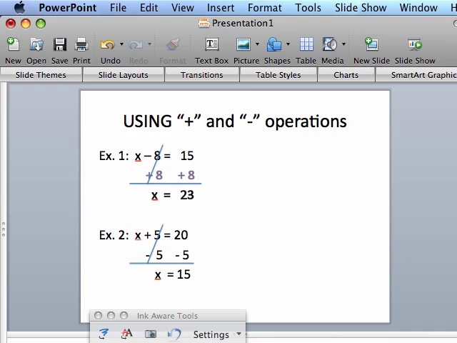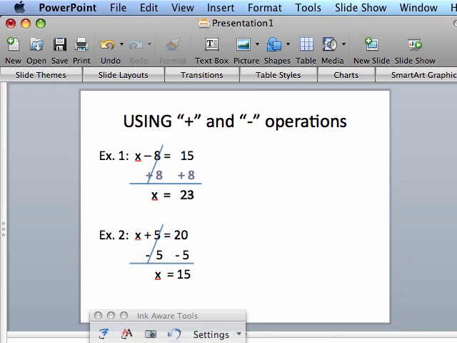Next example, we have x plus 5 equals 20. Again, we find the variable. We see the integer, or the number, that is next to the variable, and that is a positive 5. So we subtract 5, do the opposite of addition, they cancel out, and we subtract that from the other side of the equal sign, which is the right side of the equal sign.